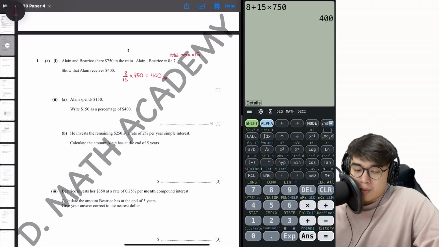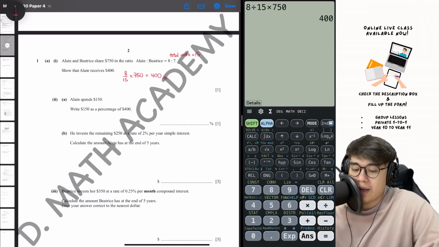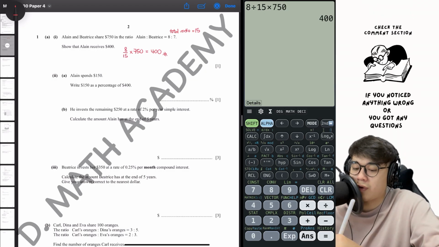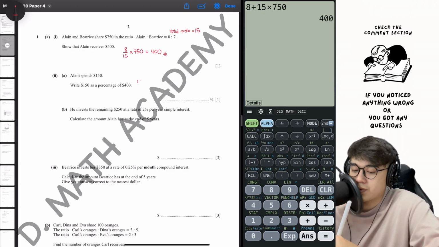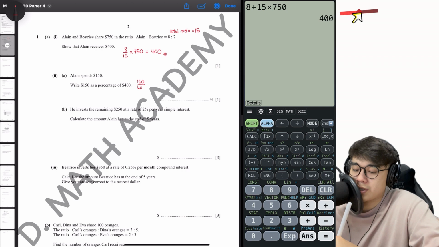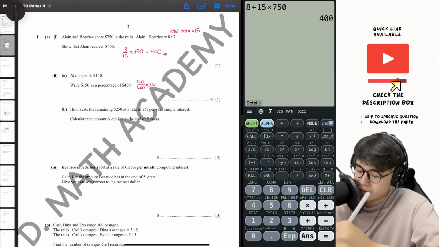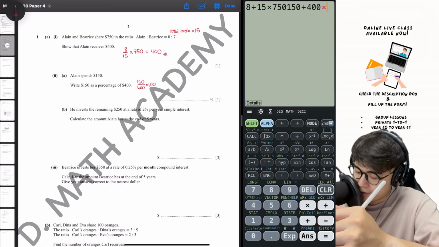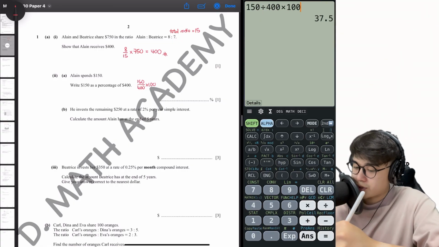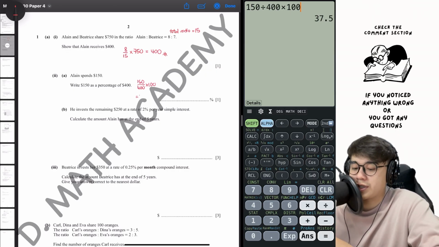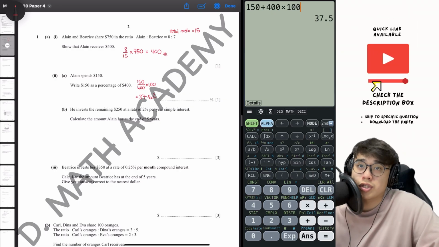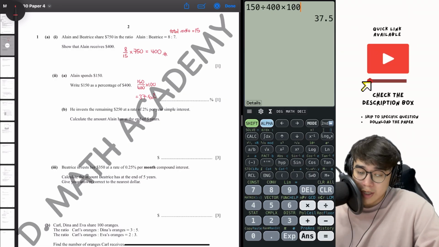Okay, moving on to the next one. Elaine spent 150, write the 150 as a percentage of 400. So this one again, just using a calculator, we'll be able to get the answer. So 150 over 400 times 100. So your final answer for this is actually 37.5%. Okay, quite straightforward so far.